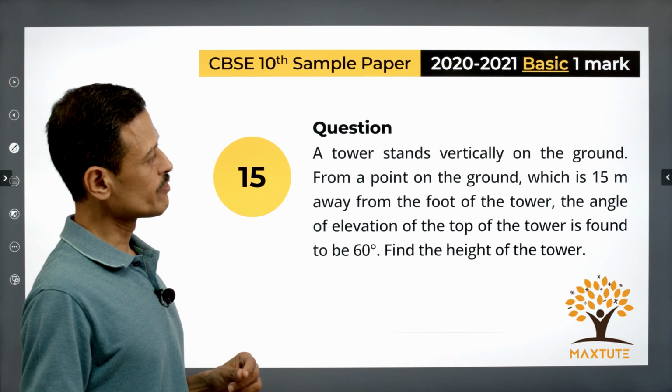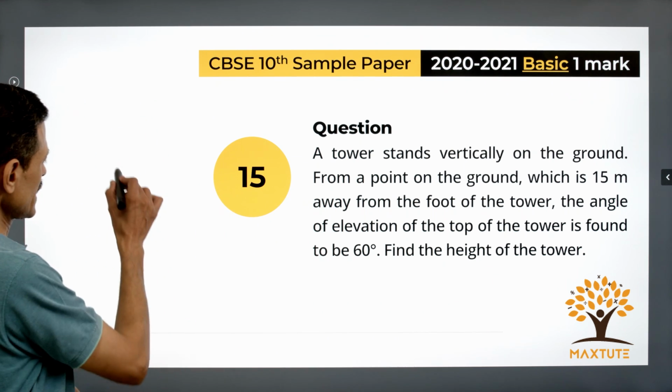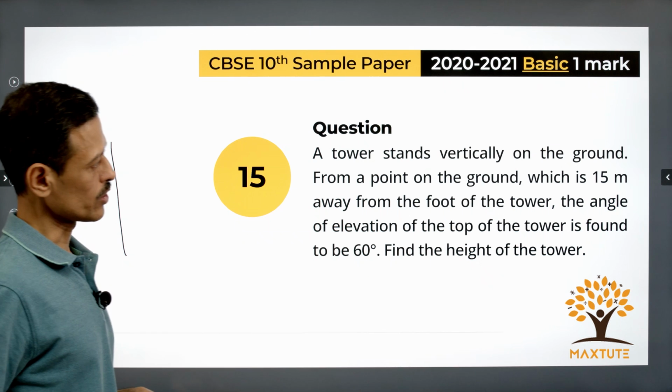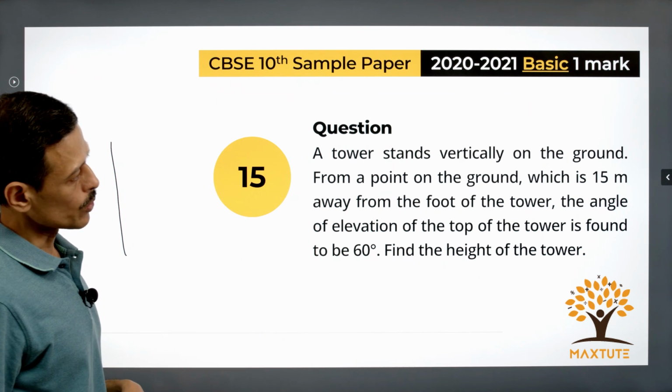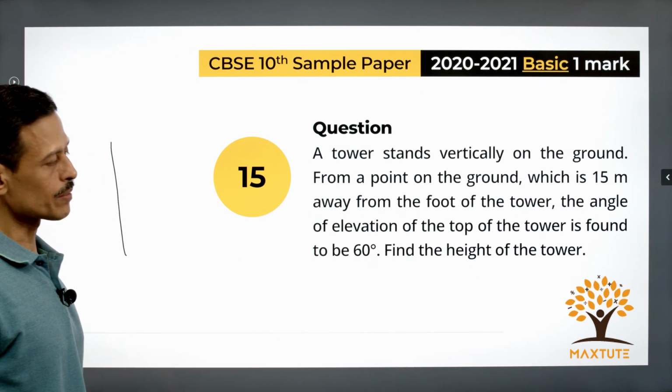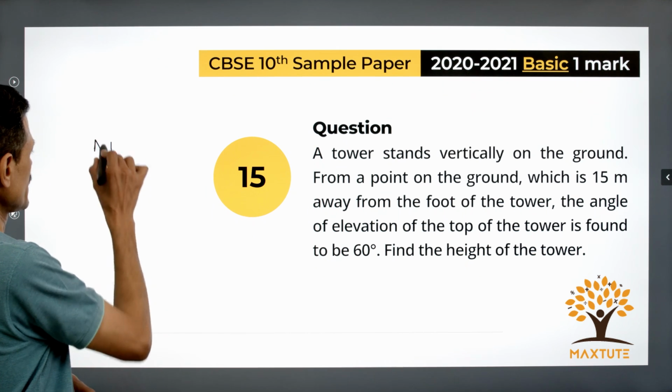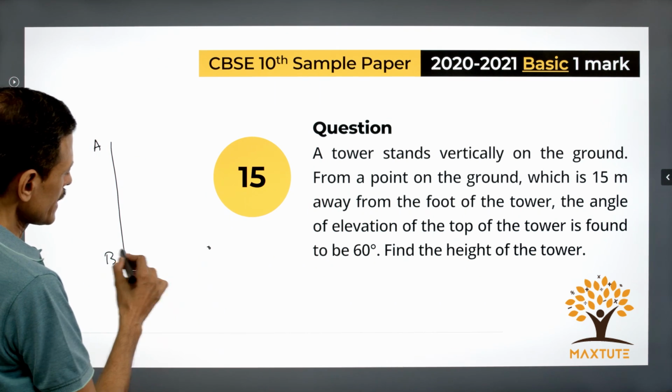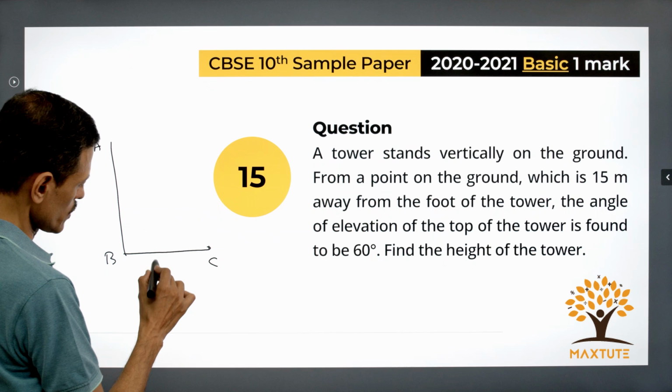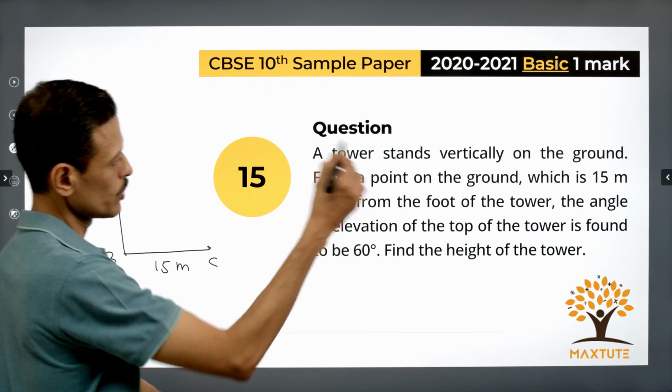A tower stands vertically on the ground. So I'll just quickly draw what that is going to be. This is a tower that's standing on the ground, from a point on the ground which is 15 meters away from the foot of the tower. Let's say this is a tower AB, and this is 15 meters from the foot of the tower.